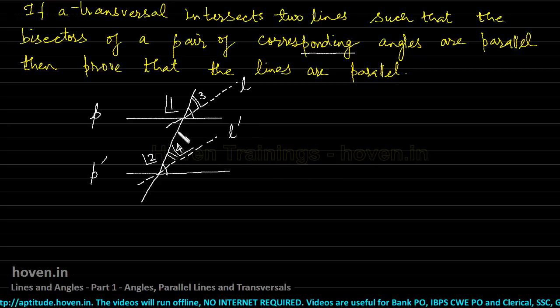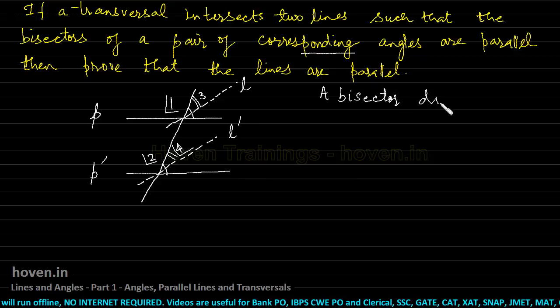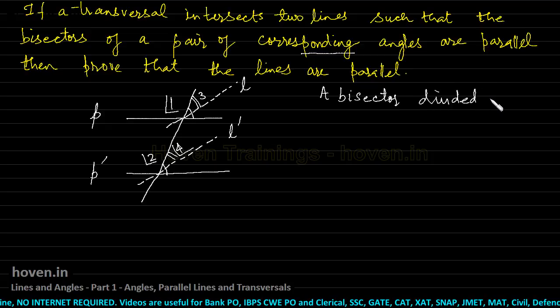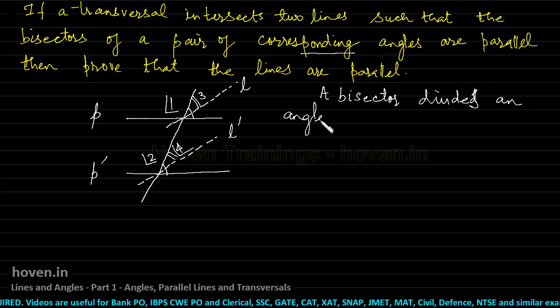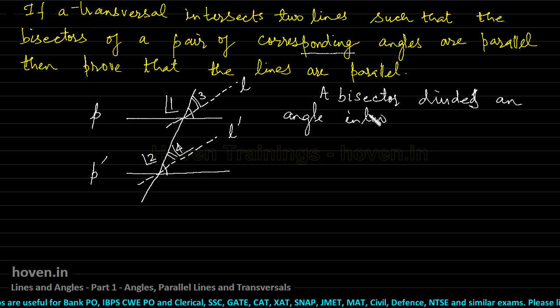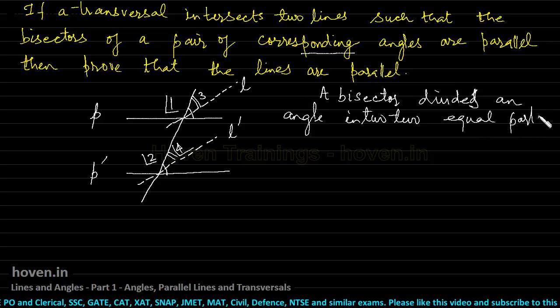First of all, what is a bisector? A bisector divides an angle into two equal parts. This is the definition of an angle bisector.